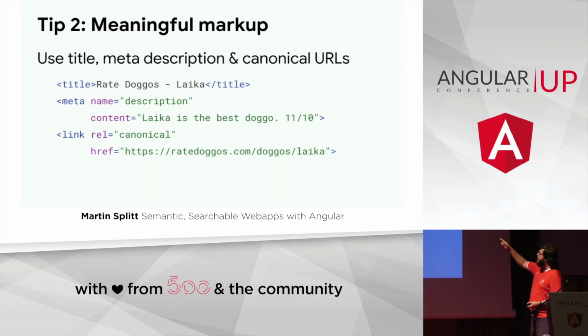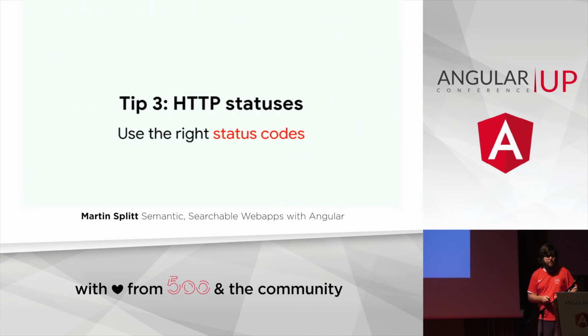Also, the title should be relevant to the page. Rate doggos on every page does not really help. But if someone searches for Leica and sees rate doggos - Leica, they're like, this is a rating for Leica. I click on that. So it's even nicer.